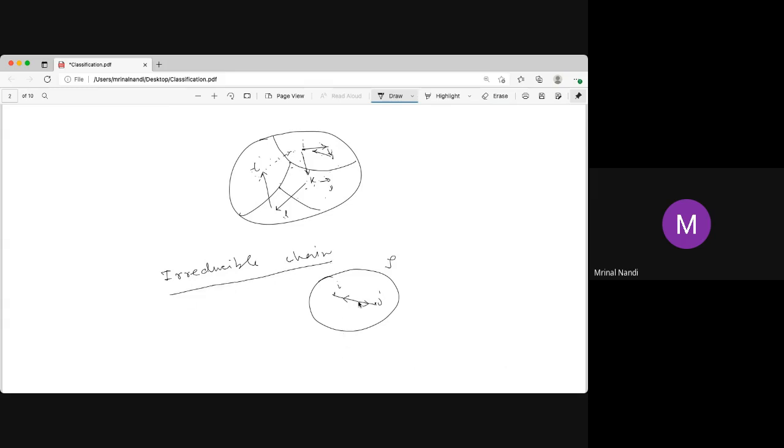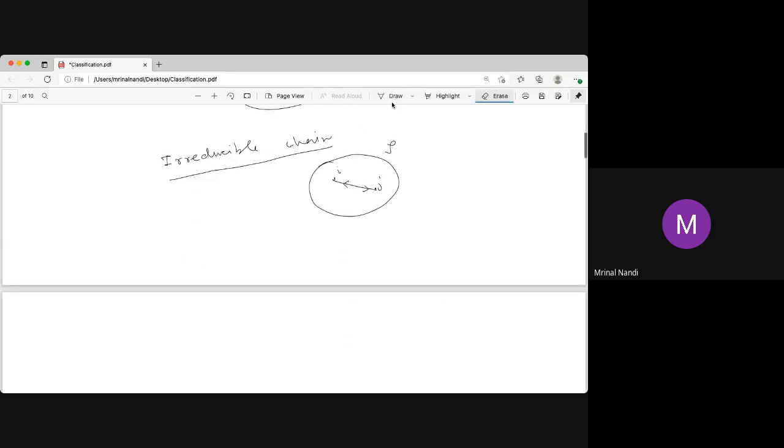If it is reducible, it means there is more than one partition. That means there are at least two states which are not communicating. That means i leads to j, but j can't lead to i. So there is zero probability that j will come to i in any n steps. So this is the idea of irreducible chains and communicating classes.